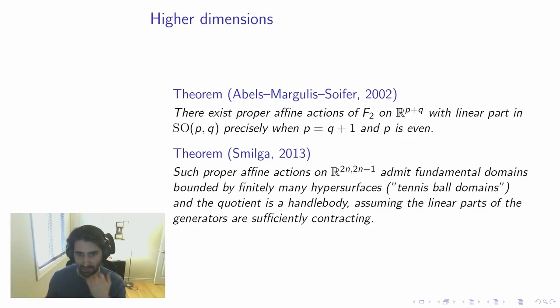A little bit later, Ilia Smilga showed that for some of these actions, so this is only an existence result, right? It doesn't tell you how many there are and which linear parts are possible and how many translation parts are possible for each linear part. Ilia Smilga proved that if you assume that your generators are sufficiently contracting, then you can say a little bit more about the topology, just like in dimension 3, by constructing fundamental domains that are bounded by hypersurfaces. Ilia called them tennis ball domains.